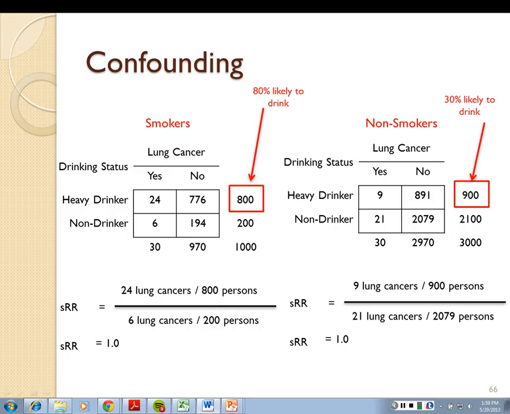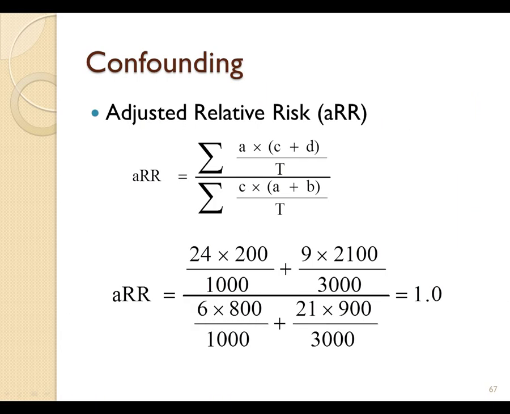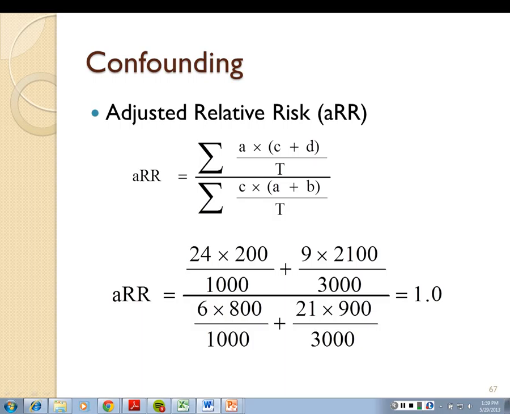Now, once we have separate tables for smokers and non-smokers, we can calculate the relative risk of lung cancer amongst drinkers for both groups. And as you can see, when we look at each group individually, we no longer see any association between alcohol and lung cancer. So what do we do if we want to know the association between alcohol and lung cancer, but we want to take the effect of smoking out of the equation? We can calculate an adjusted relative risk. In this example, we are calculating the relationship between alcohol and lung cancer, adjusting for smoking status. We can now say that after controlling for smoking, we find no relationship between alcohol and lung cancer.